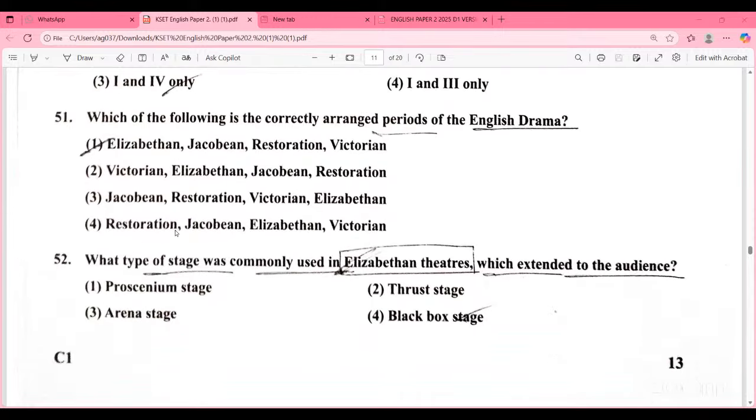What type of stage was commonly used in Elizabethan theatres, which extended the audience? It is thrust stage. Right? Okay. Are you all listening to me? Yes. Okay.